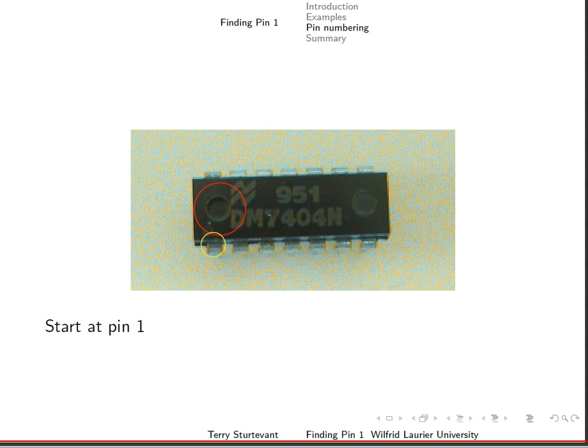So once we know where pin 1 is, the numbering for the rest of the chip goes like this. This is pin 1, so this is pin 2, 3, and so on up to the end of one side. Then we go to the other side. We continue the numbers, 8, 9, and so on. So in this case, this is a 14-pin chip, and so the pins go from 1 to 7 on one side and 8 to 14 going up the other side.